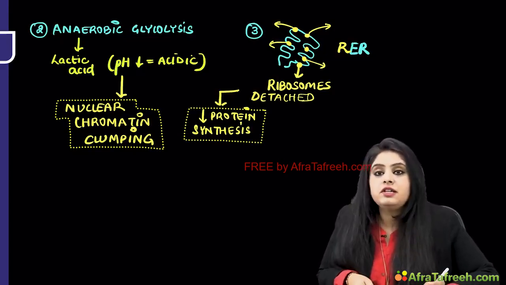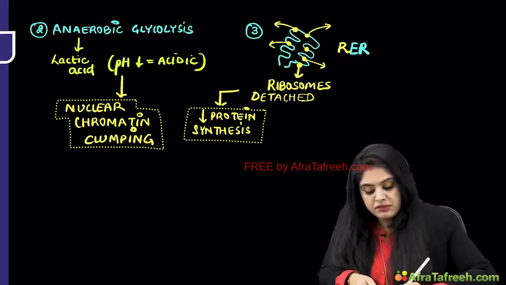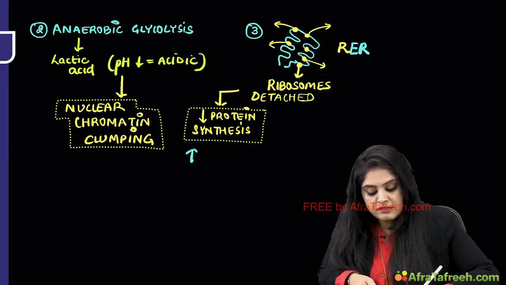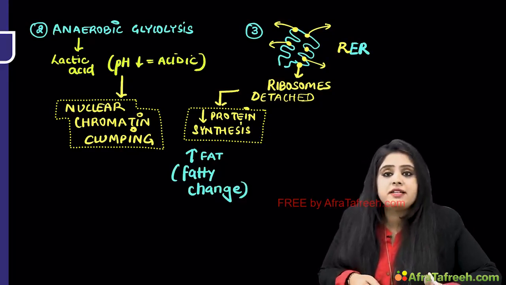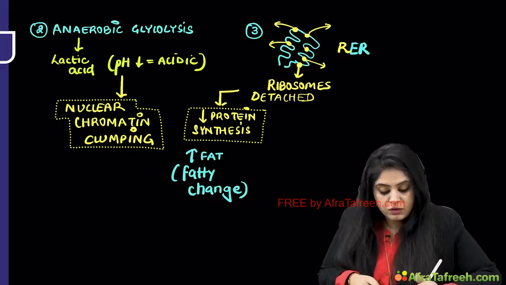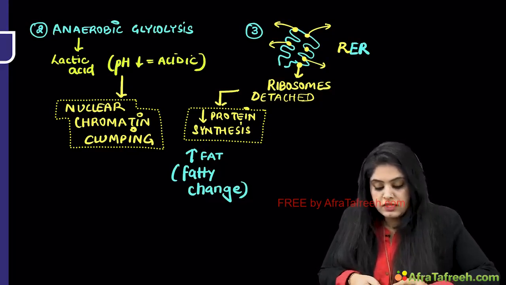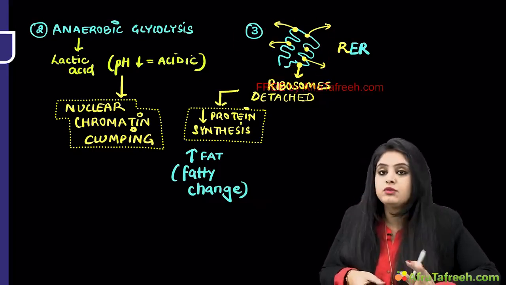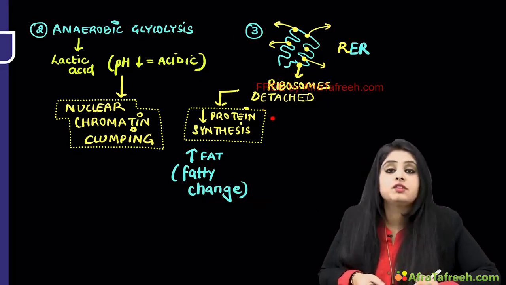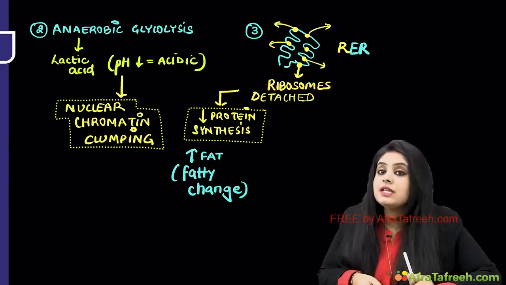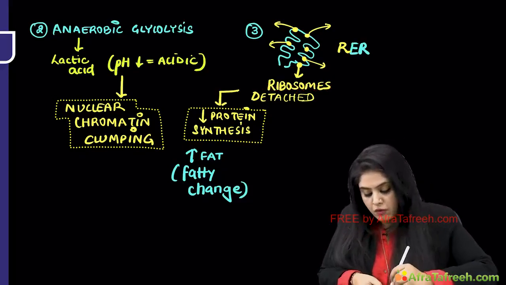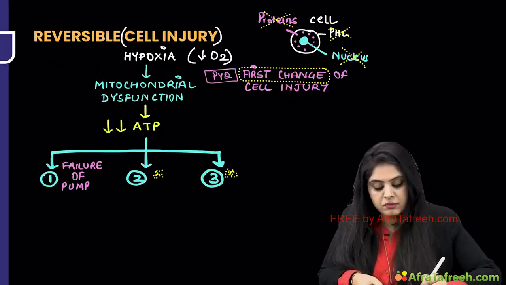And whenever there's a decrease in the protein synthesis, what compensates is an increase in the fat production. So there is going to be a fatty change that I'm going to see in the organs. That is what you very commonly know as things like fatty liver and all of those. So basic concept is that because ribosomes are getting detached and the protein synthesis has gone down, compensatory, the fat production and deposition increases. And that finishes off all your 3 steps of reversible cell injury.